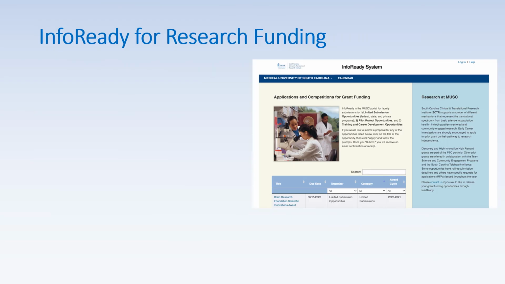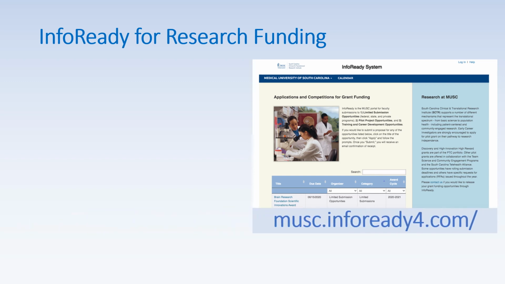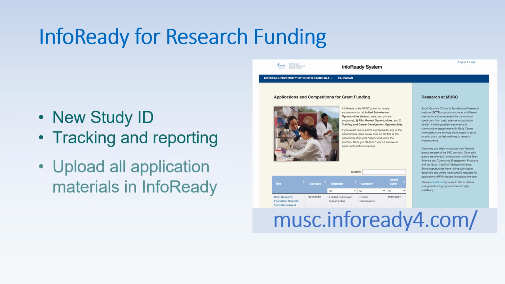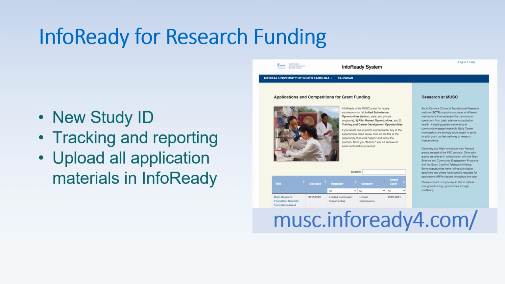For all funding opportunities, Sector uses the online application portal called InfoReady. See the web address on screen. Every funding application requires PIs to submit a new study ID. This study ID allows Sector to link the funding application to services for tracking and reporting purposes. Please note that all application materials should be uploaded in InfoReady and not the Spark system. If you already have a new Spark ID for your study, you can proceed to the InfoReady application.